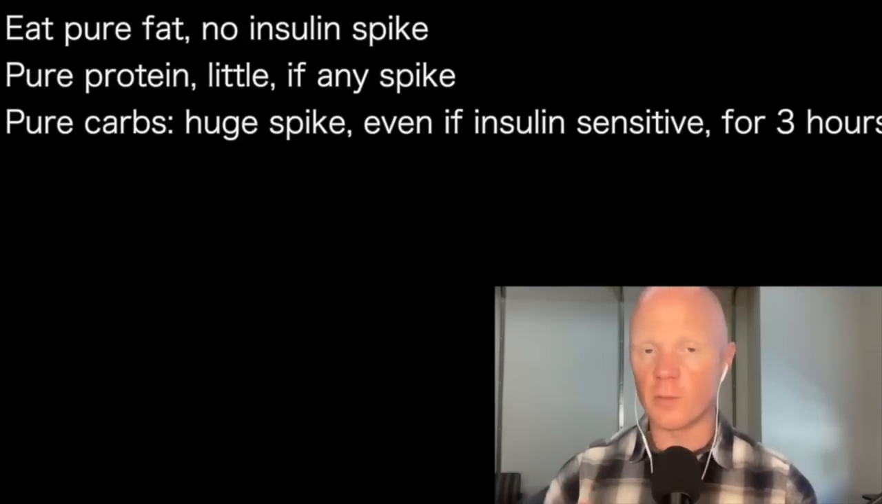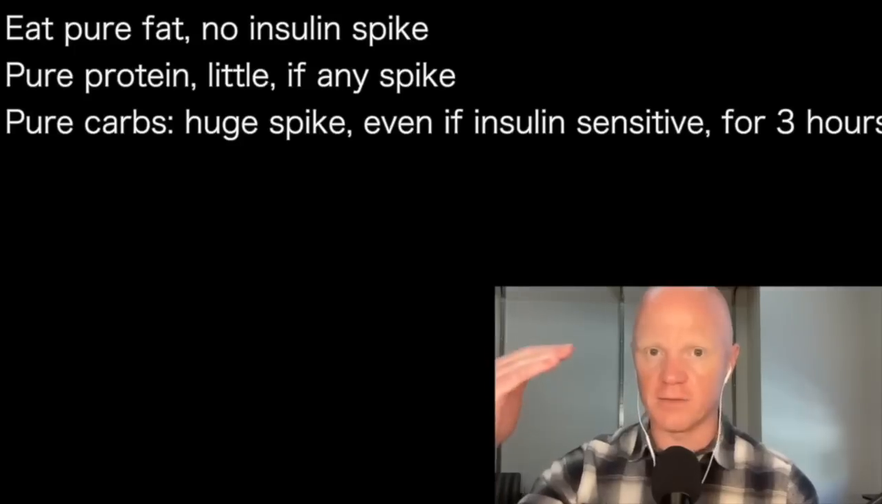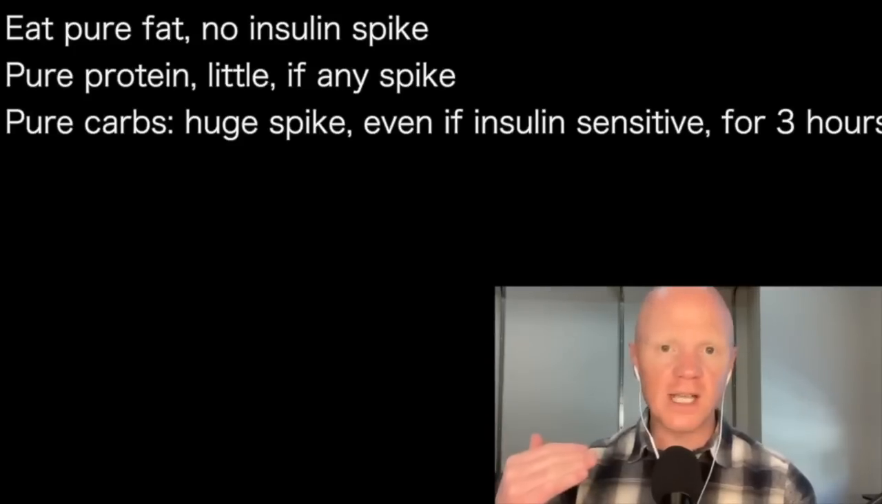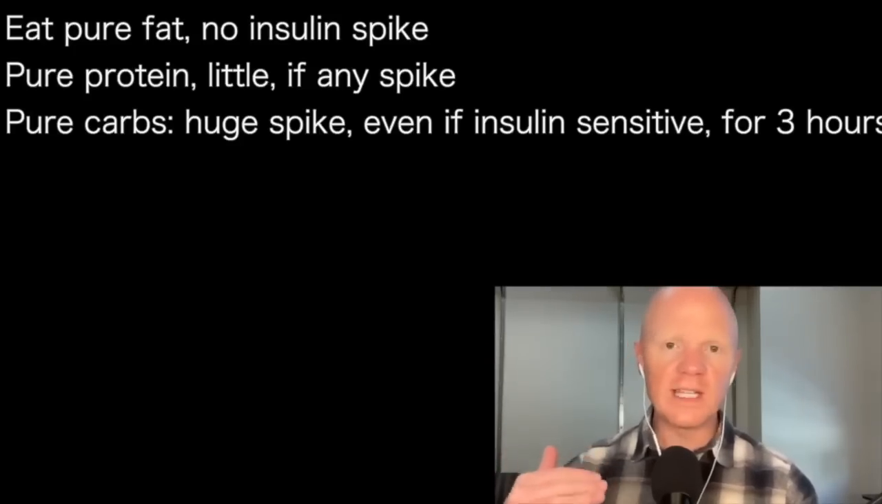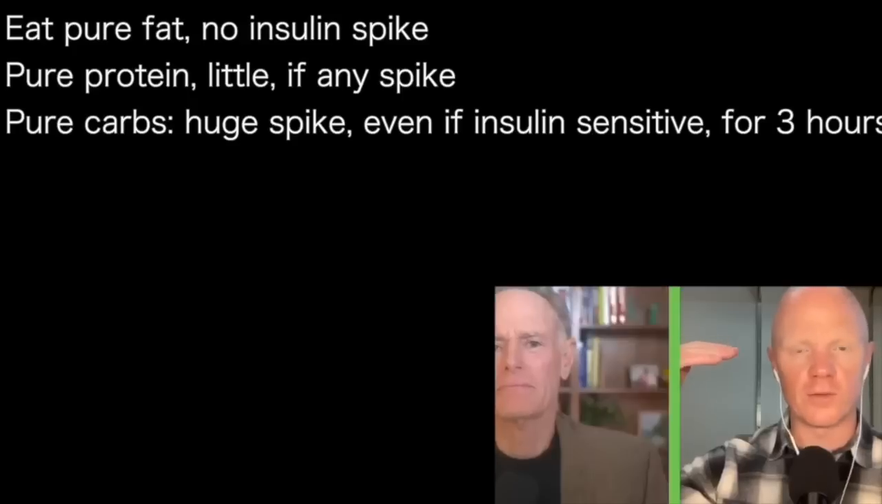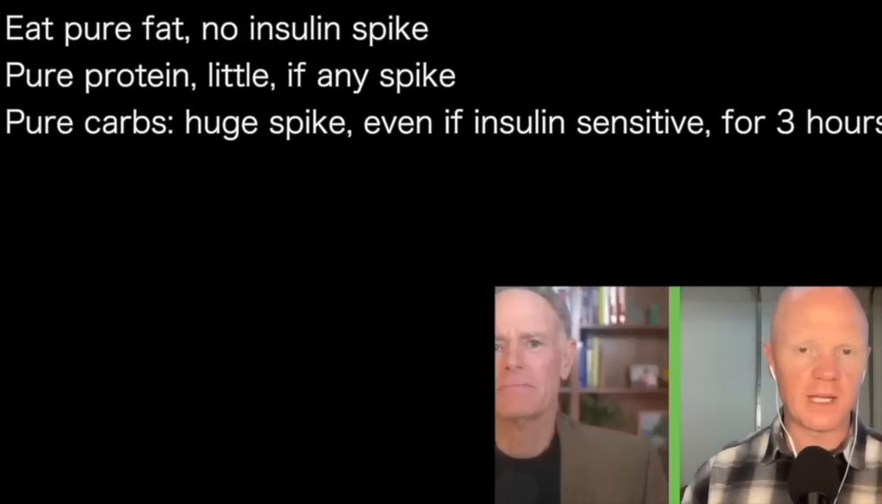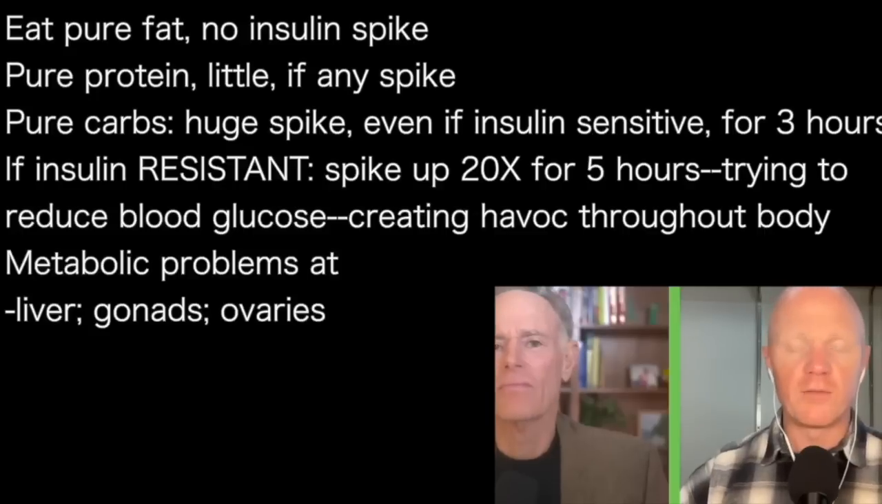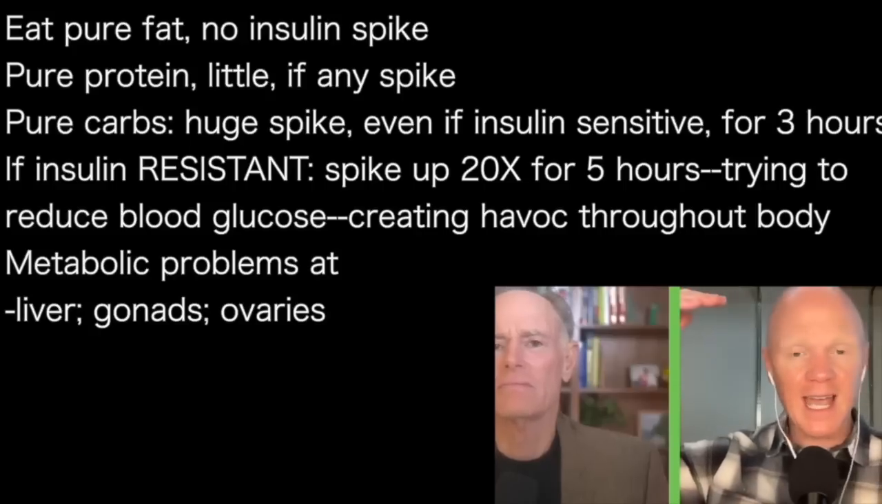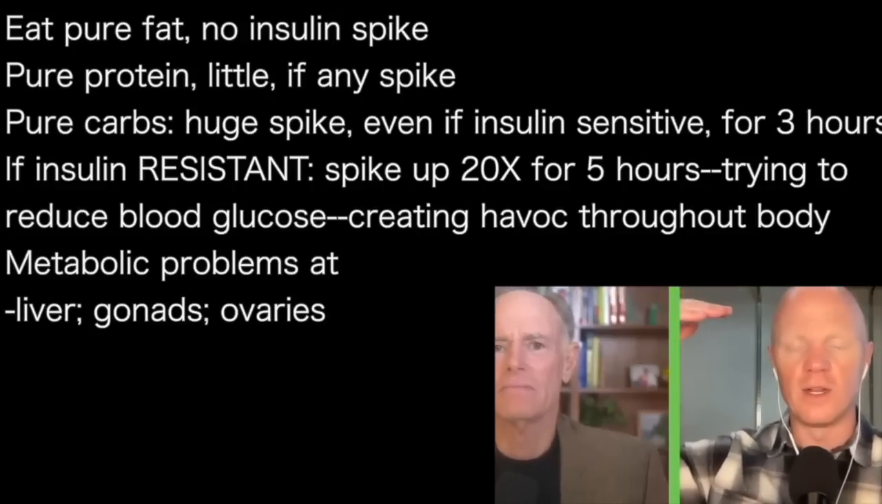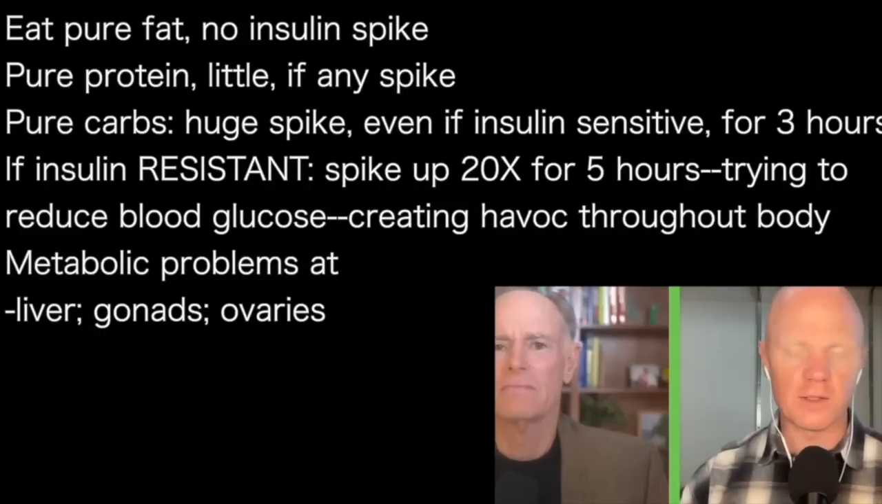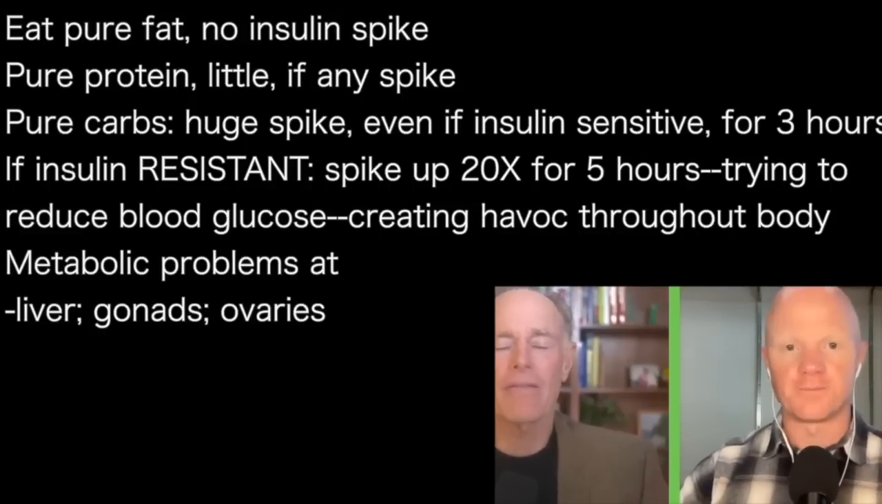When someone eats pure carbohydrate, there is a substantial effect, where even in an insulin-sensitive person, insulin will easily spike 10 times over normal, over fasting levels, and take up to 3 hours before it comes back down to normal. If we were to look at that same response to pure carbohydrate in an insulin-resistant person, it could go up twice as high as that, so up to 20 times higher than normal, and stay elevated for up to 5 hours.